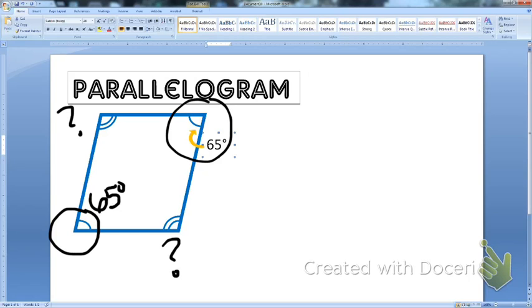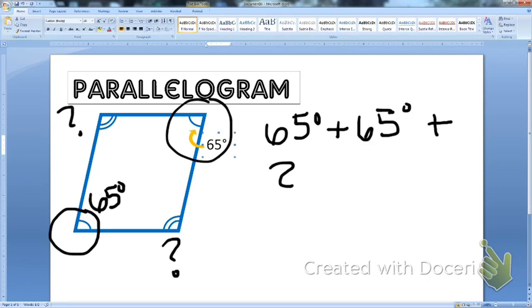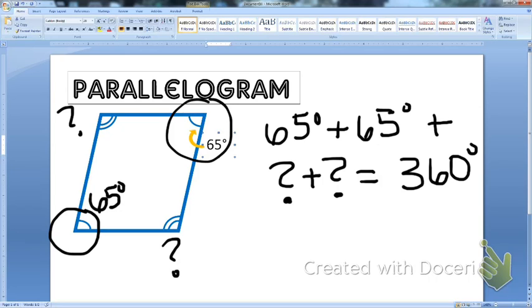In any quadrilateral, every angle added together will give you a total of 360 degrees. Okay, so that means that 65 degrees plus 65 degrees, those are the 2 that we know, plus the 2 that we don't know, double question marks, will give us 360 degrees.